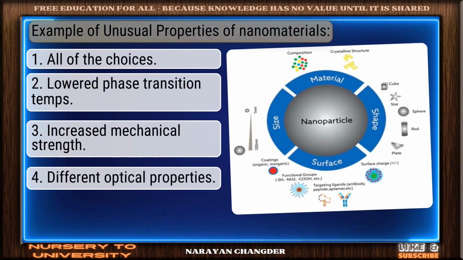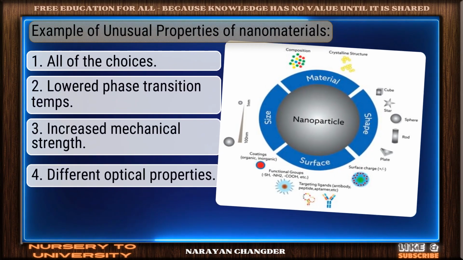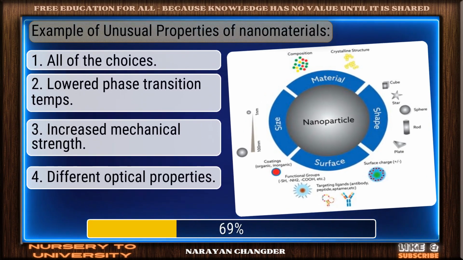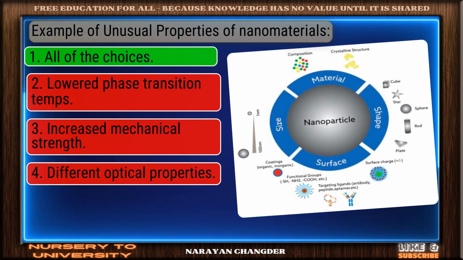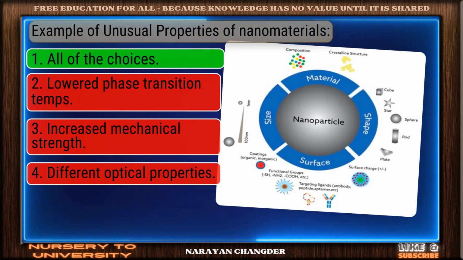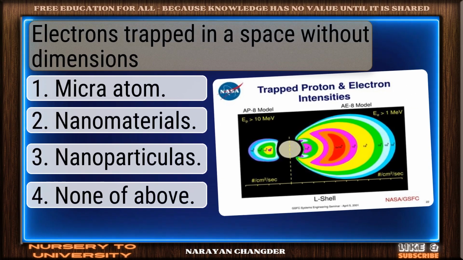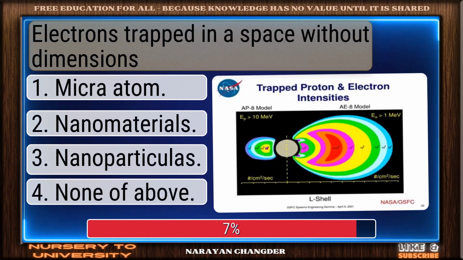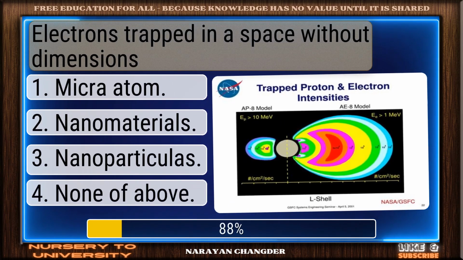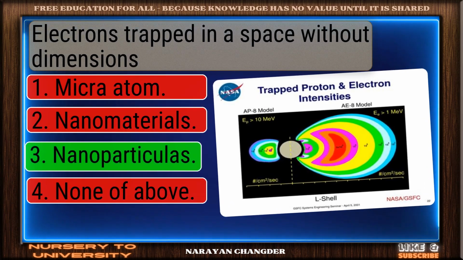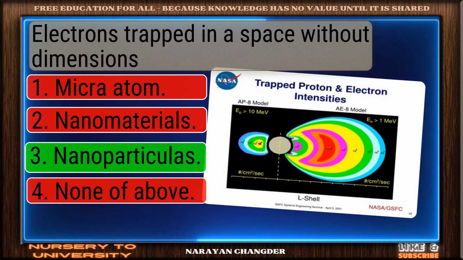Example of unusual properties of nanomaterials. You're right. All of the choices is the correct answer. Electrons trapped in a space without dimensions. Excellent. Nanoparticulates is a brilliant choice.